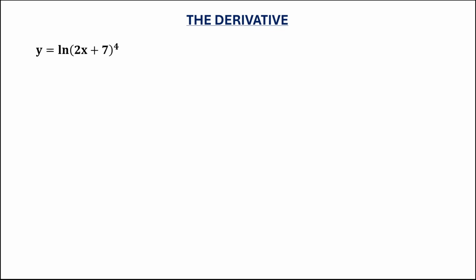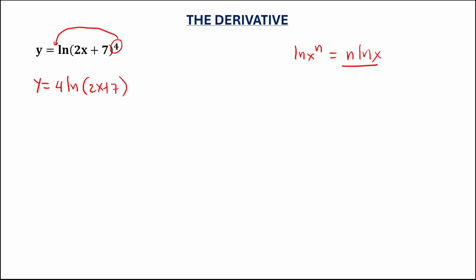Then for this given, to evaluate the derivative, first, using the power property of logarithm, ln x to the power n is equal to n times ln x. So for this given, we can rewrite it with the 4 in front of ln using this property. So this becomes 4 times ln of 2x plus 7.